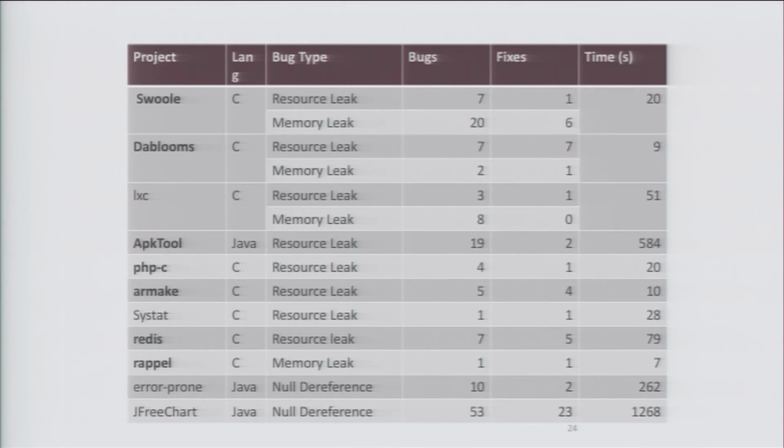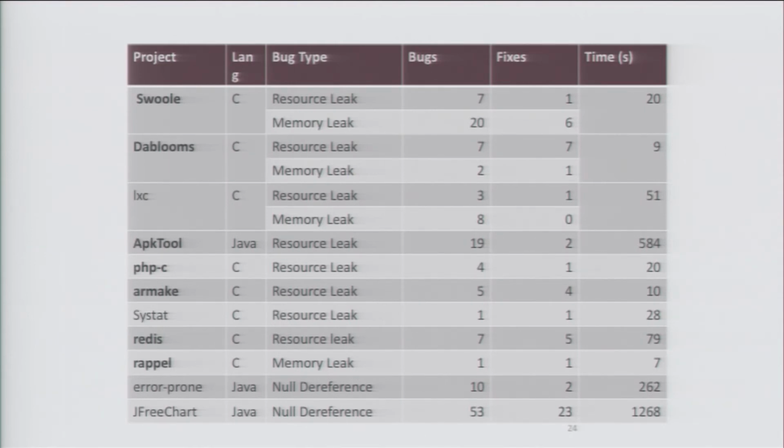I'm a little disinclined to walk through this entire table. But this table shows you some results that we have on real programs in both C and Java. The bolded projects are those in which we found bugs that had previously not been found by the developers. On a number of these programs, we have issued pull requests and had developers accept them and thank us.